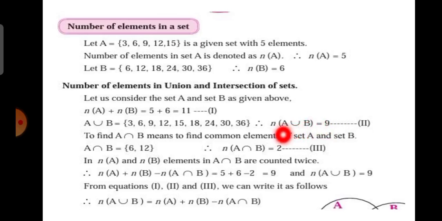So now how did you get this A union B? The number of elements in A union B is equal to the number of elements in set A plus the number of elements in set B minus the common elements. Common elements means the set of intersection. A intersection B consists of only 2 elements, that is 6 and 12. So the number of elements in A intersection B is 2. Therefore we can derive a formula: the number of elements in A union B is equal to the number of elements in set A plus the number of elements in set B minus the number of elements in A intersection B. Okay, so in this way we have completed the first lesson, students.